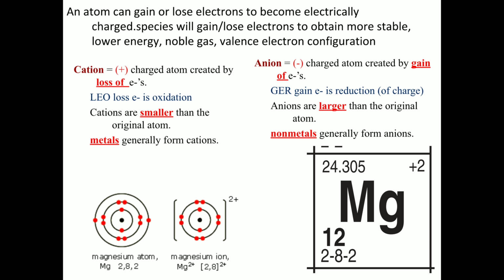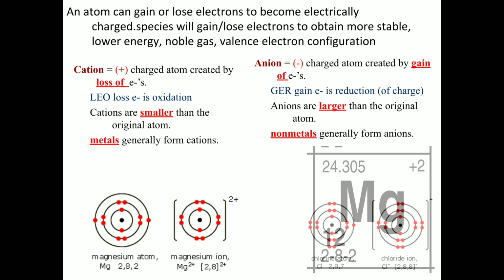So here you can see the magnesium atom whose electron configuration is 2,8,2. When magnesium loses 2 negative electrons, it obtains a positive 2 charge because it has 12 positive protons but only 10 negative electrons. When magnesium has the electron configuration 2,8, it has an electron configuration like the noble gas neon.